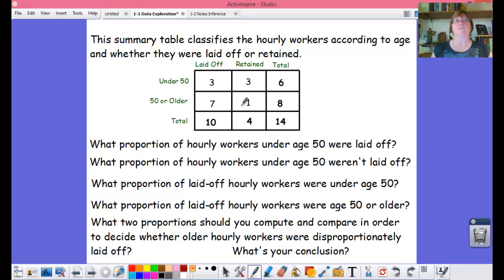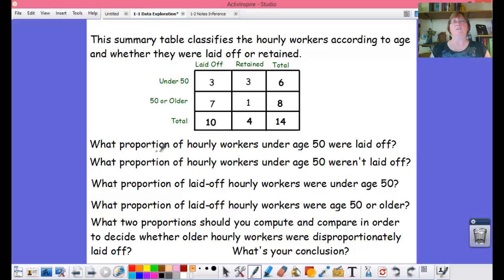And of those that were 50 or older, only 1 was retained. Boy, you might not have picked that up from the dot plots on the previous page or from the original table of information, but it shows up clearly in this two-way table. Let's see if we can answer some mathy questions about this.